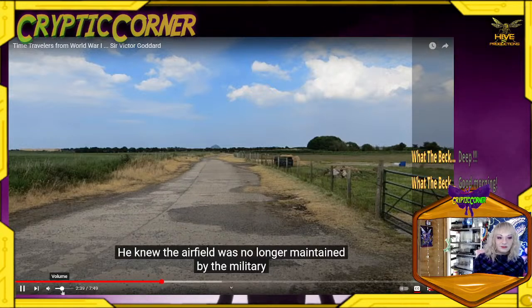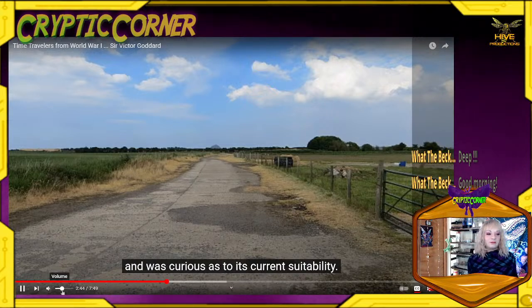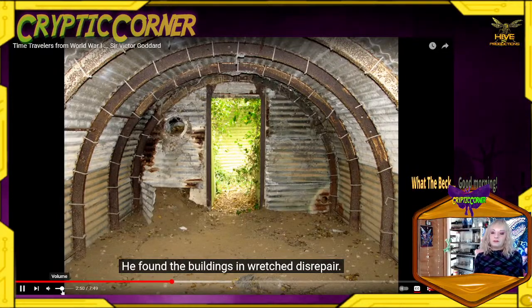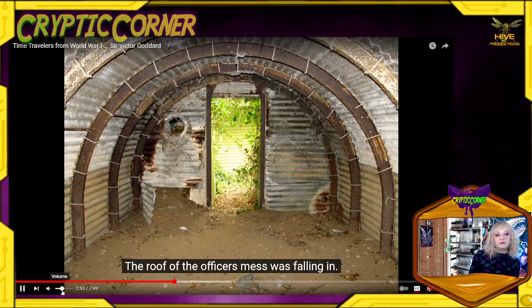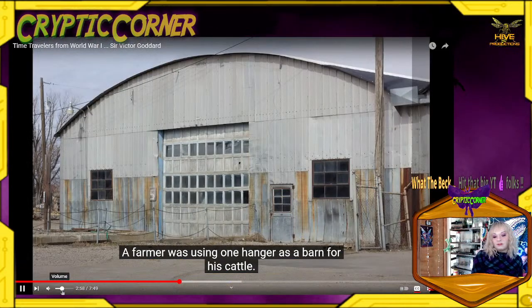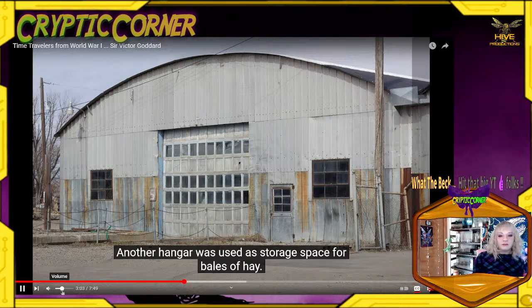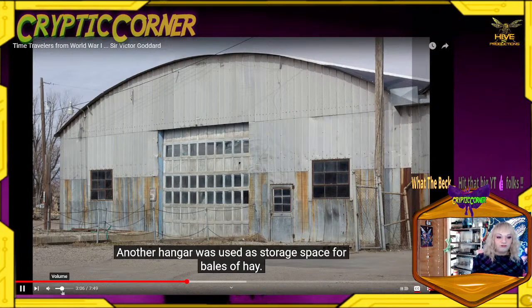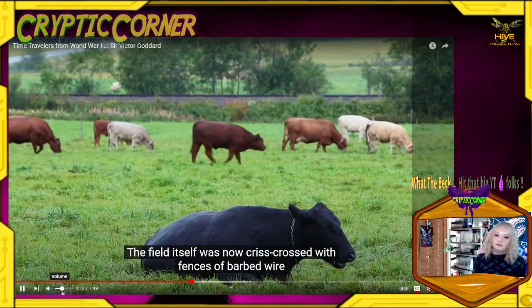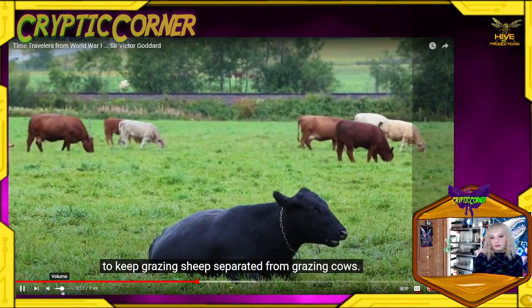He knew the airfield was no longer maintained by the military and was curious as to its current suitability. He found the buildings in wretched disrepair. The roof of the officers' mess was falling in. A farmer was using one hangar as a barn for his cattle. Another hangar was used as storage space for bales of hay. The field itself was now crisscrossed with fences of barbed wire to keep grazing sheep separated from grazing cows.